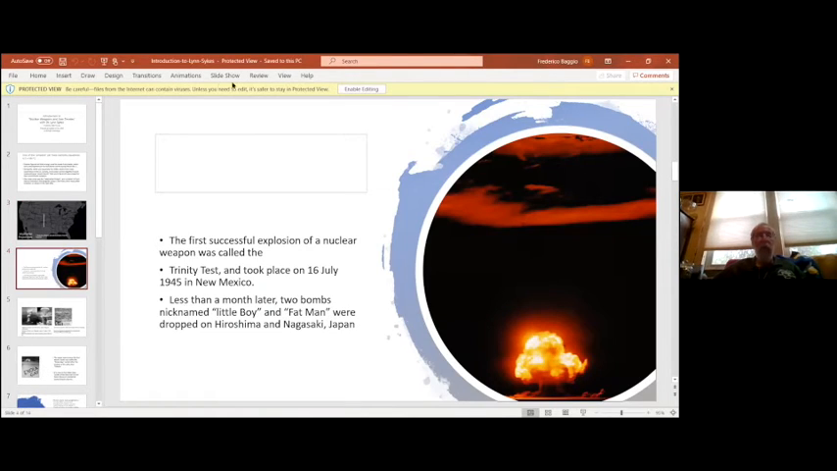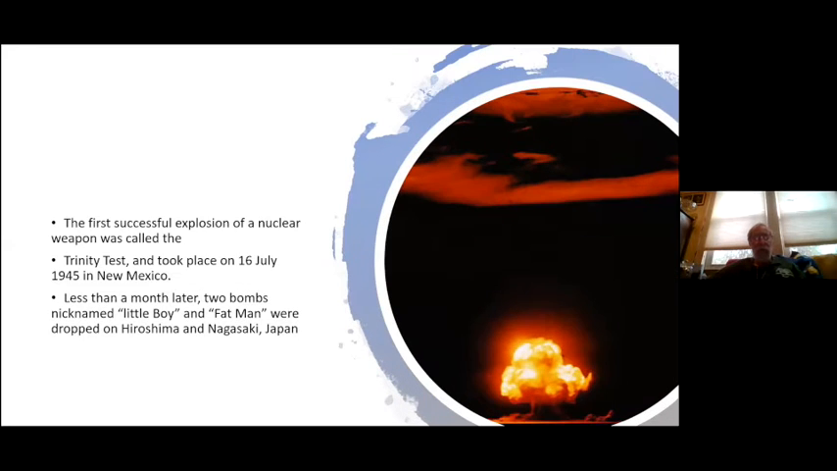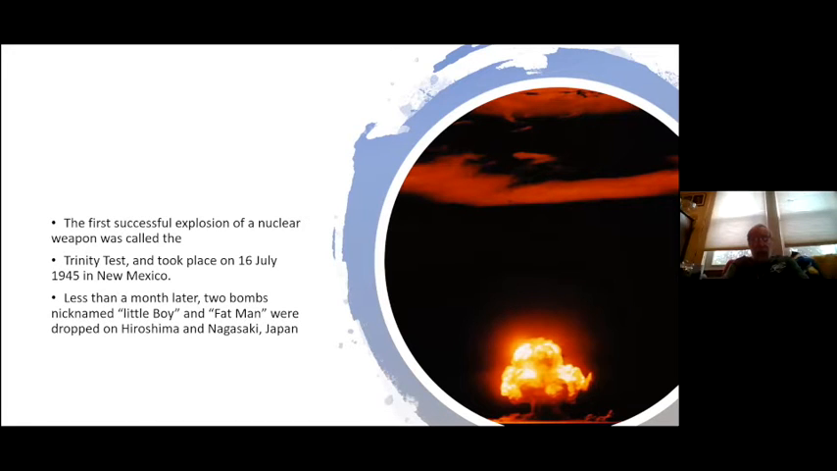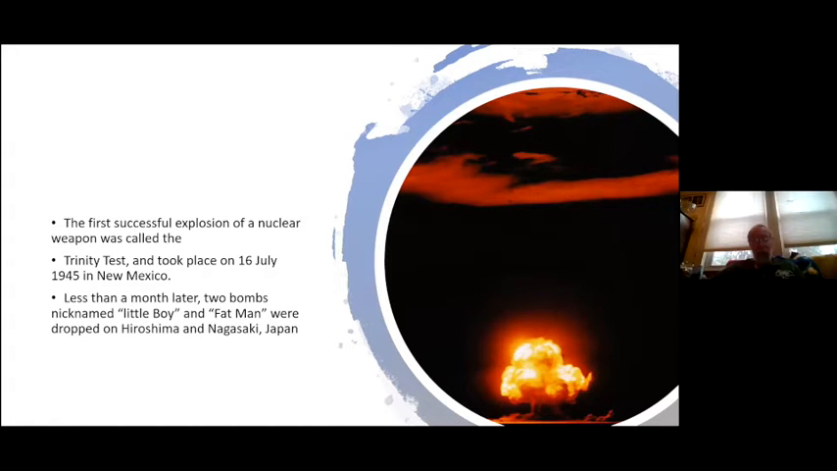The result of that work was the first successful explosion of a nuclear weapon, which was called the Trinity Test. And it took place on the 16th of July, 1945 in New Mexico. Less than a month later, two bombs nicknamed Little Boy and Fat Man were dropped on Hiroshima and Nagasaki.